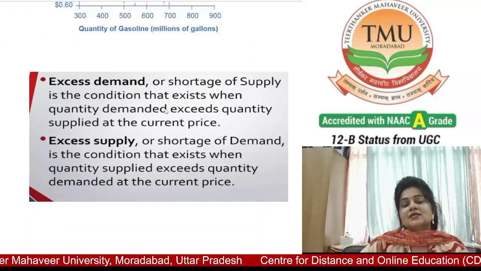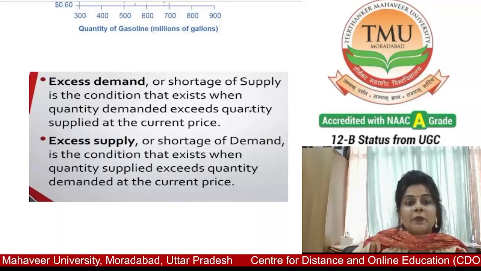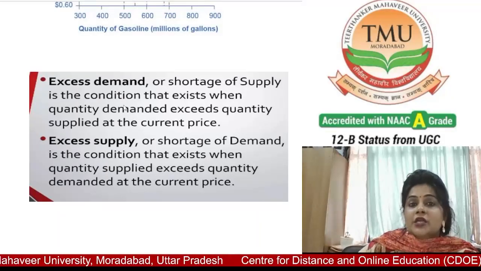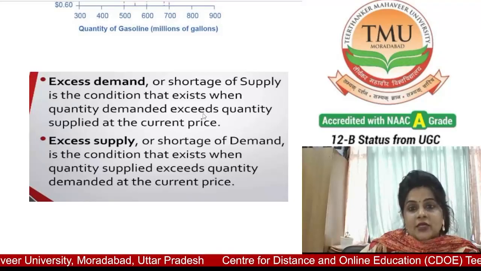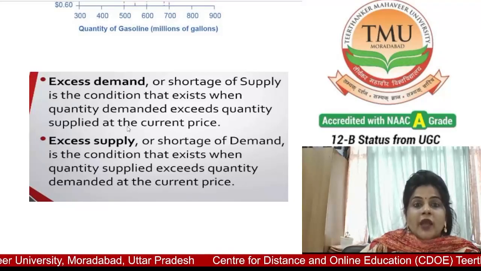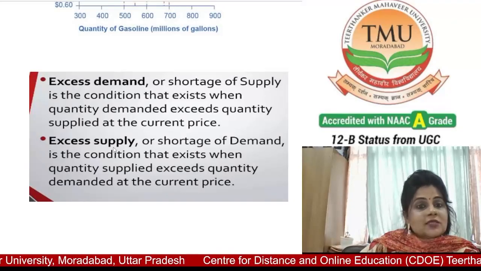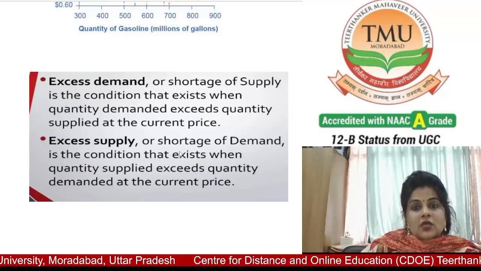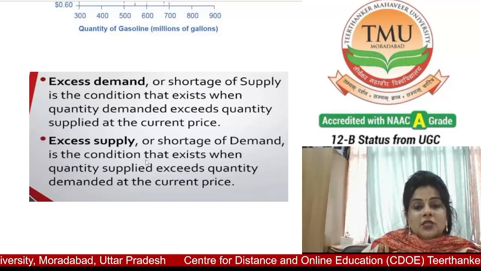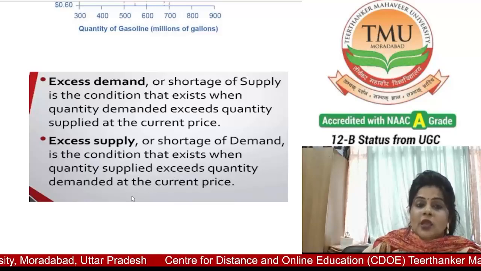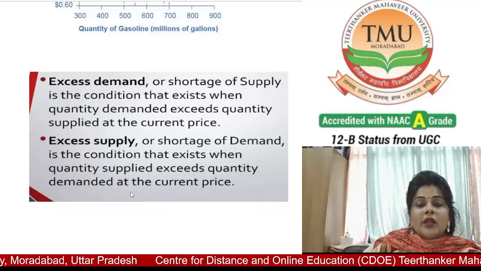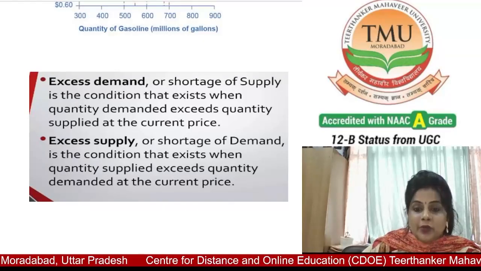Now, excess demand or shortage of supply is the condition that exists when the quantity demanded exceeds the quantity supplied at the current price, and excess supply or shortage of demand is the condition that exists when the quantity supplied exceeds the quantity demanded at the current price.